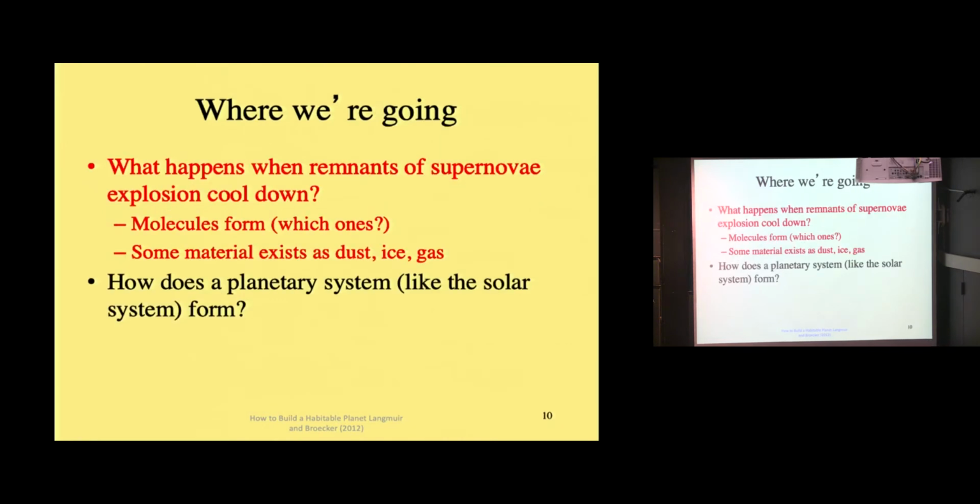So where we're going now is what happens as these remnants of supernova explosions cool down. We have all these elements, and those elements don't stay separated anymore. They form molecules. And so we're going to see which molecules they form and what the laws are of the molecules that they form. And then this material is going to exist as dust, as ice, as gas. And from that material, then, we're going to make a solar system like ours. We're going to make the Earth. And we're going to add all the necessary molecules that are needed in order to make life. And they're going to be made up of these superabundant elements.